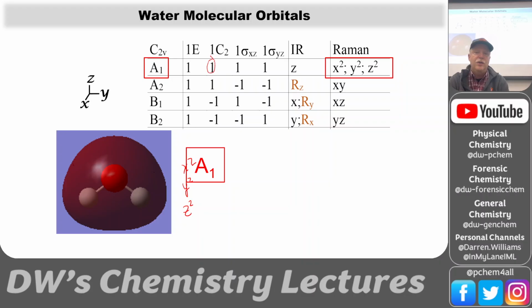If we did a C2, we'd get a +1. If we did a reflection in the XZ plane, we'd get a +1. If we did a reflection in the YZ plane, we'd get a +1. So we know it's top row symmetry. There's no nodes. And that one's always easy to find. If there's no nodes or anything like that, it's going to be top row of the character table.